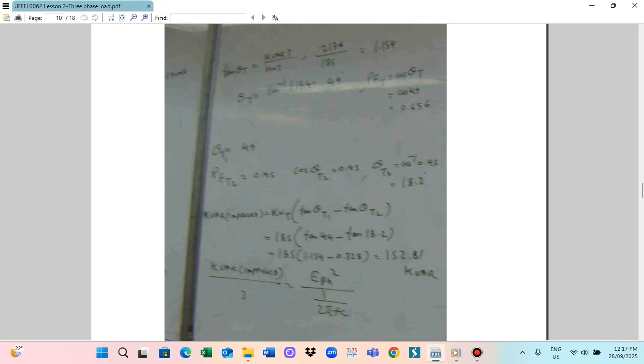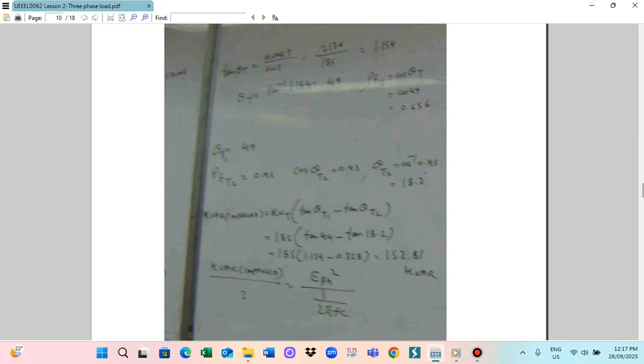So we saw this one. So this is tangent 49. You got 1.154, minus tangent 18.2, so 0.328. So you solve this one. So 1.154 minus 0.328 and then multiply with 185. So you got 152.81. So this is the kVAR.